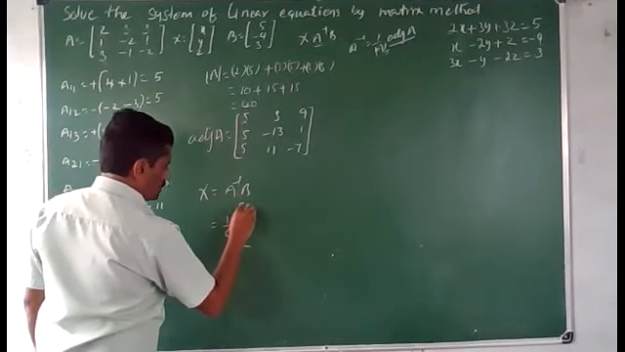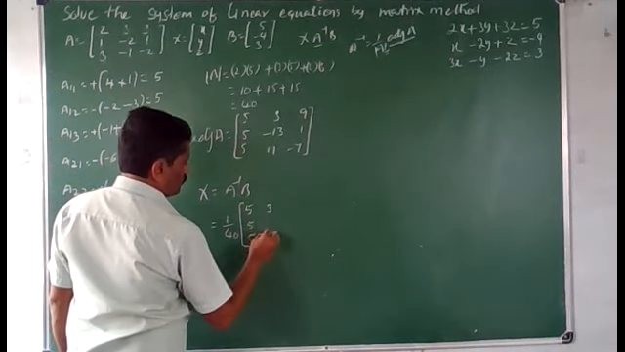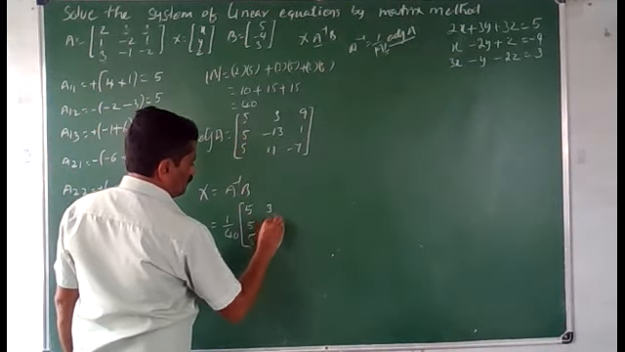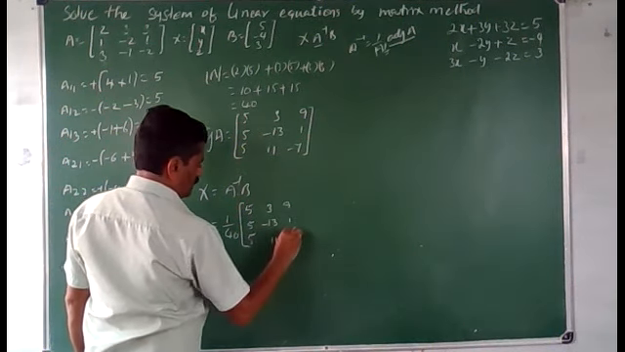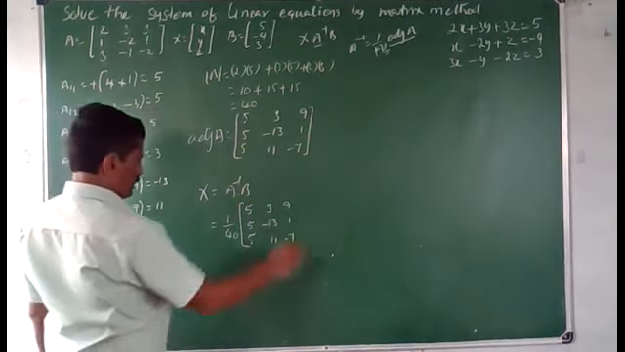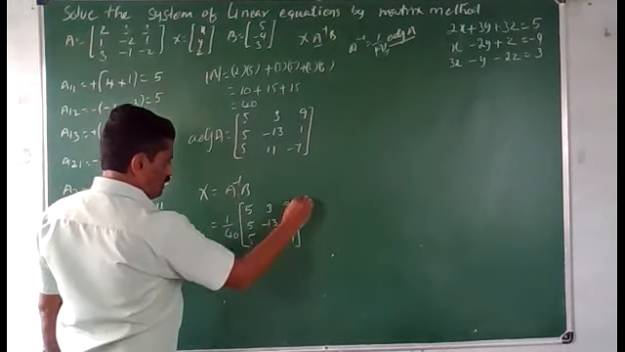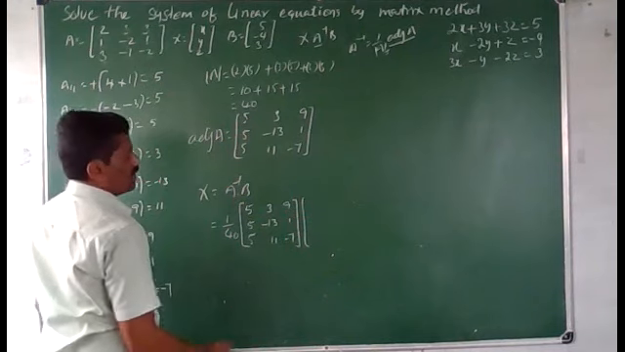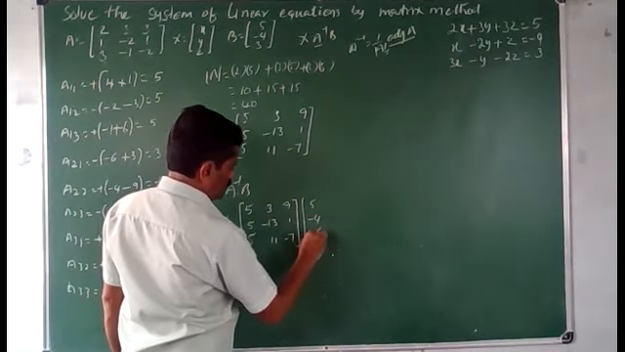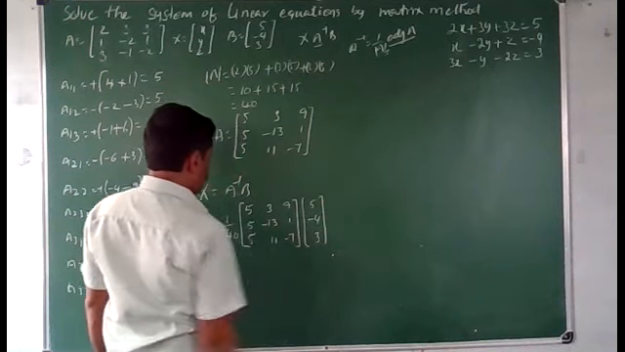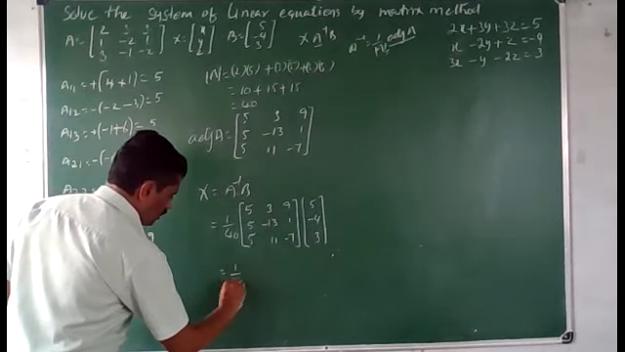What is the adjoint matrix? That is 5, 5, 5. Again 3, minus 13, 11, 9, 1, minus 7, minus 7. Okay, into B matrix. What is the B matrix? That is the constant matrix. We have 5, minus 4, 3. Now simplification of this, that is equal to, again write 1 by 40 as it is.